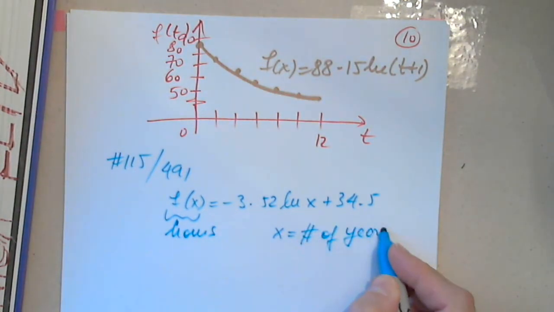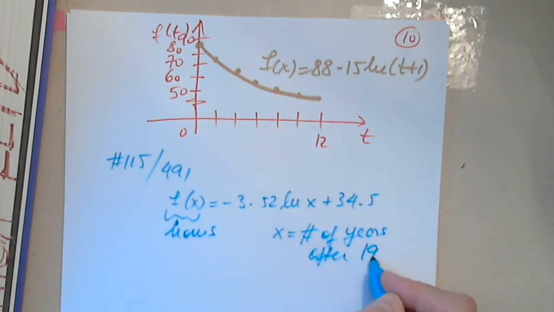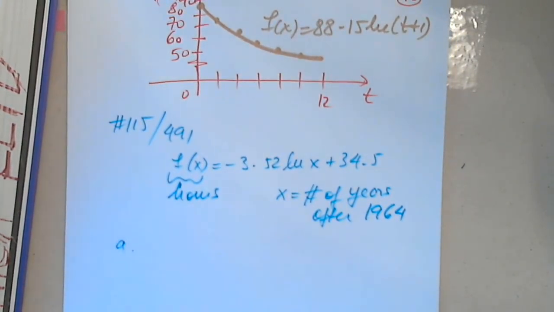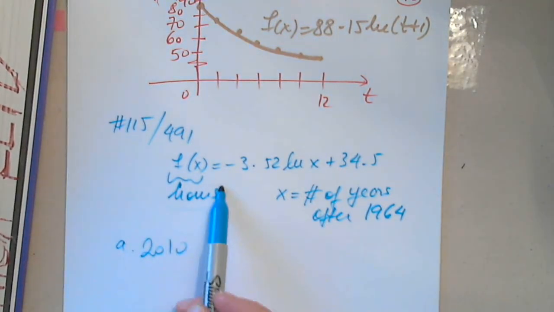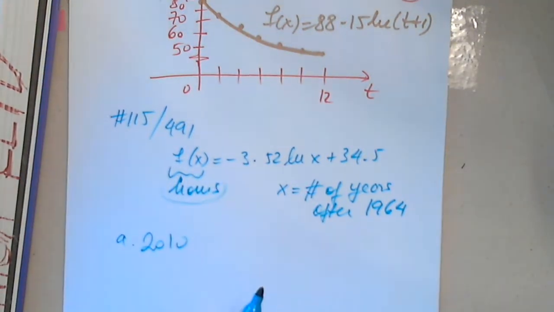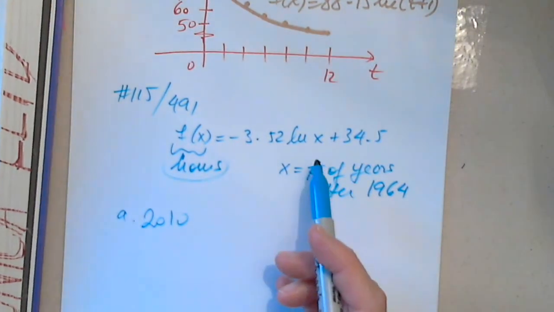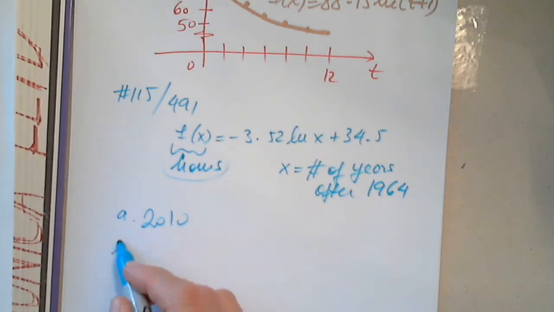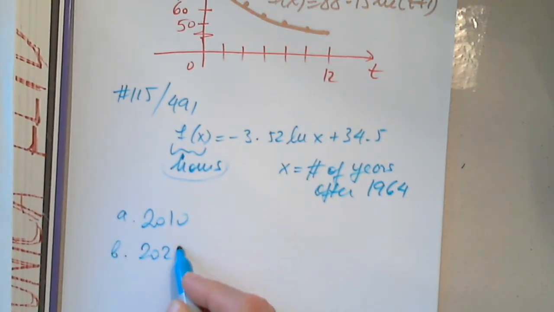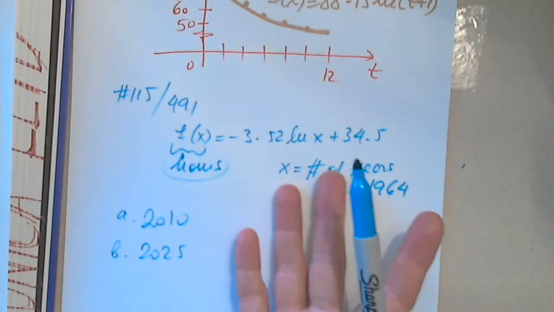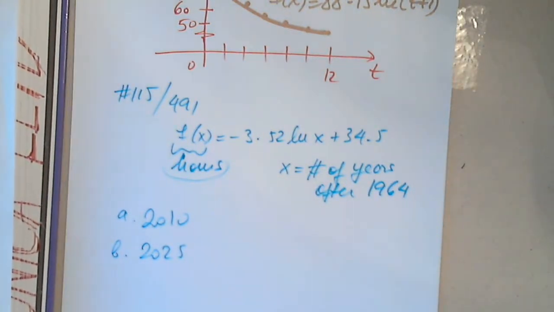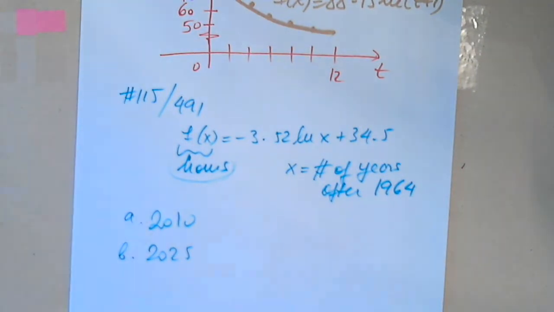Number of years after 1964. So they're asking us in part A to find the value in 2010, the number of hours of housework that wives, according to the model, are supposed to perform in 2010. And then in part B, they want us to determine, if the trend continues, assuming the function is still valid, what happens in 2025.